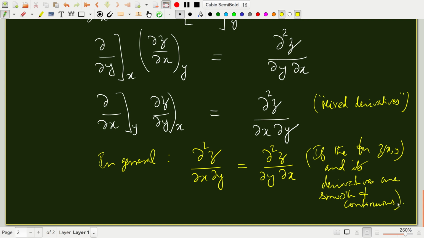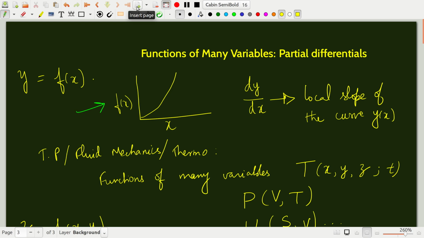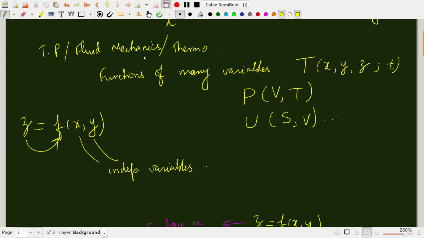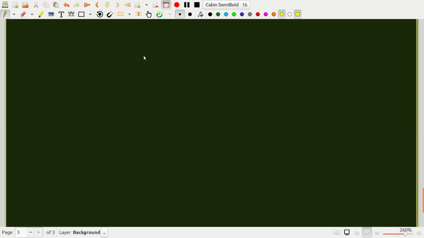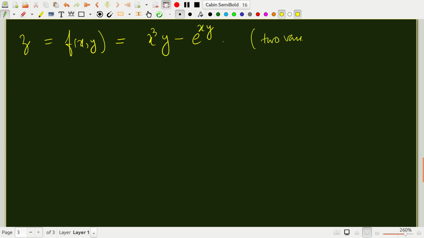Now let's take a very simple example to illustrate our idea. Let's take a new sheet. So what is an example? Let's consider z as a function of x and y, which is nothing but x cubed y minus e to the xy. So this is our function of two variables. The independent variables are x and y.